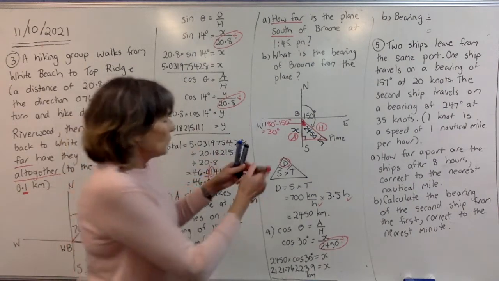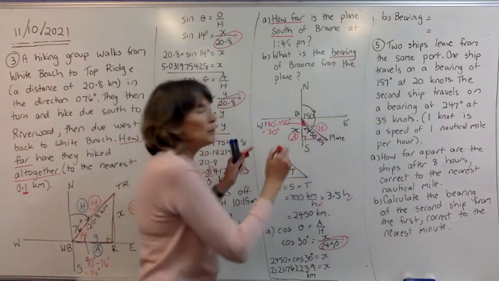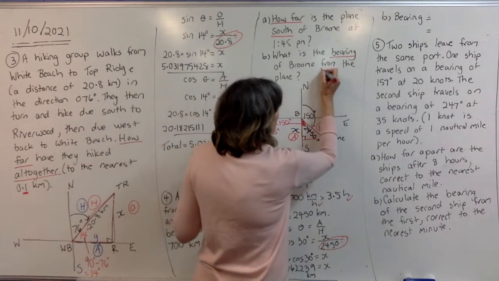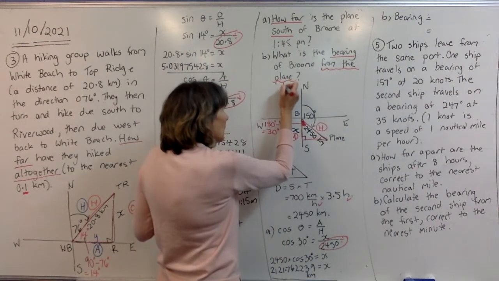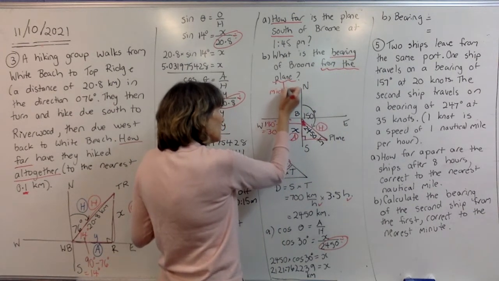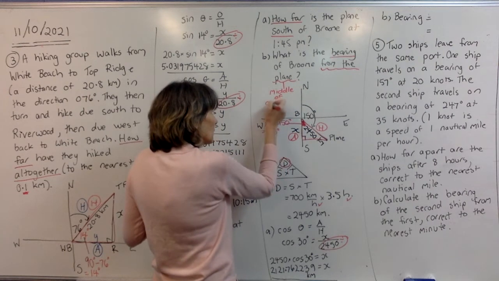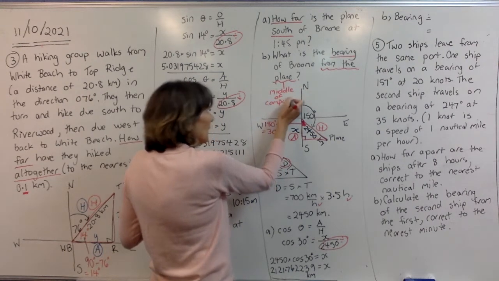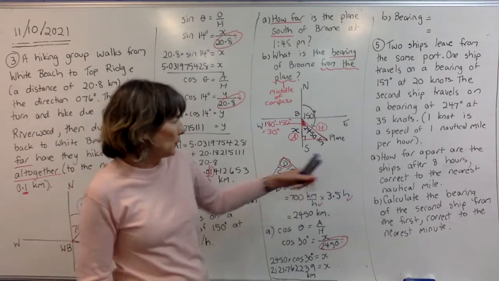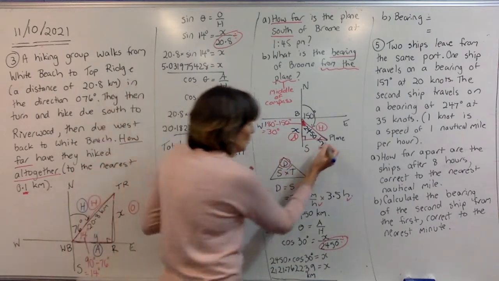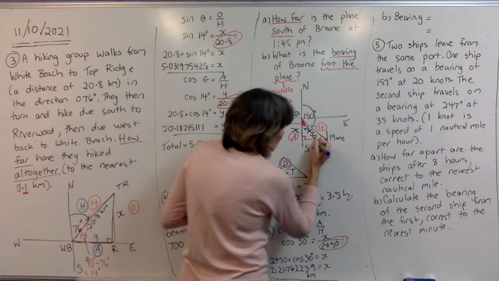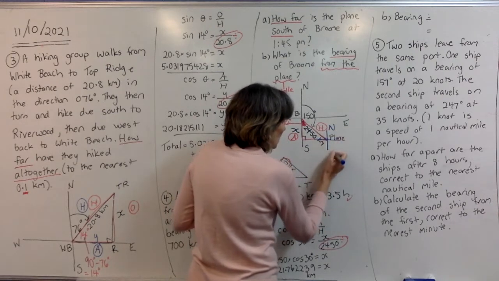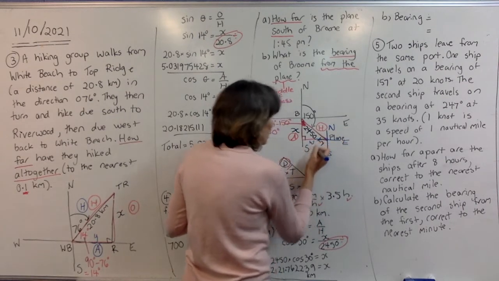Part B is asking for the bearing of Broome from the plane. So that means the plane must be in the middle of the compass. So let's have a look. Is the plane in the middle of the compass? No. So we have to draw up a new compass with the plane in the middle. I'm using a different colour so I don't get too confused.